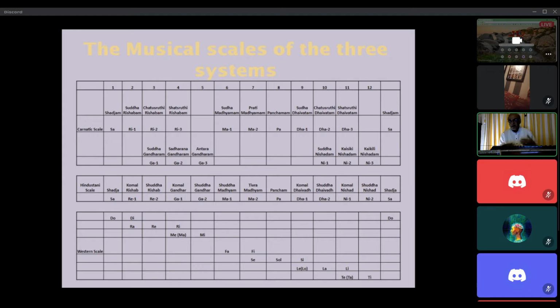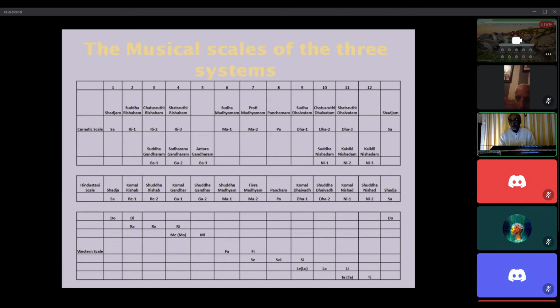This is the Carnatic system. As you can see, there are 12 notes, but there is an overlap. And the overlap results in there being a total of 16 notes. Okay, that's the way it is, and you can see that's how it is.